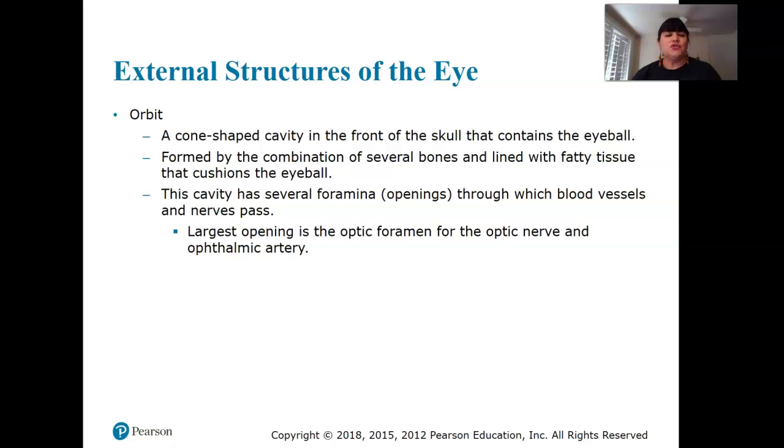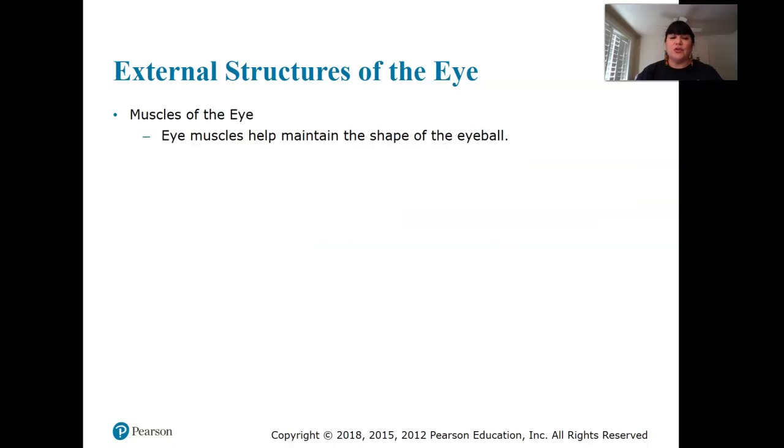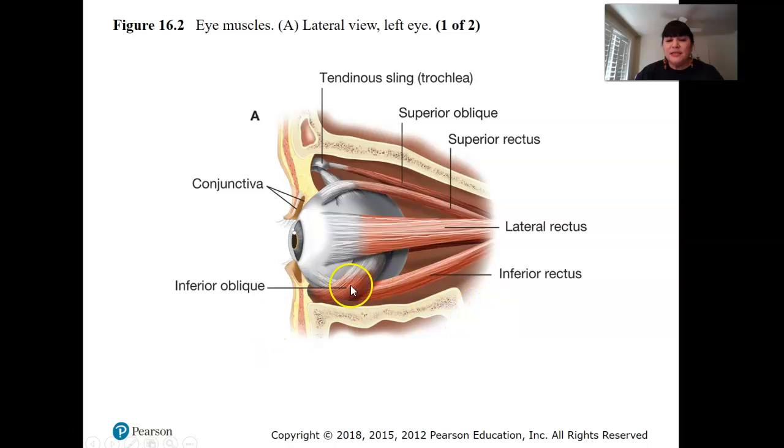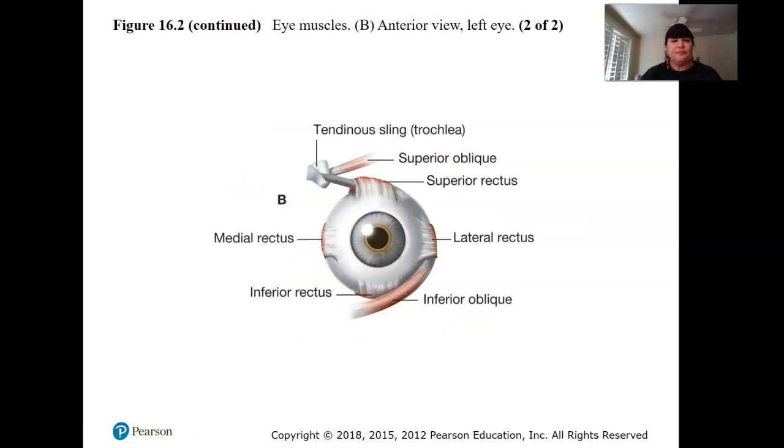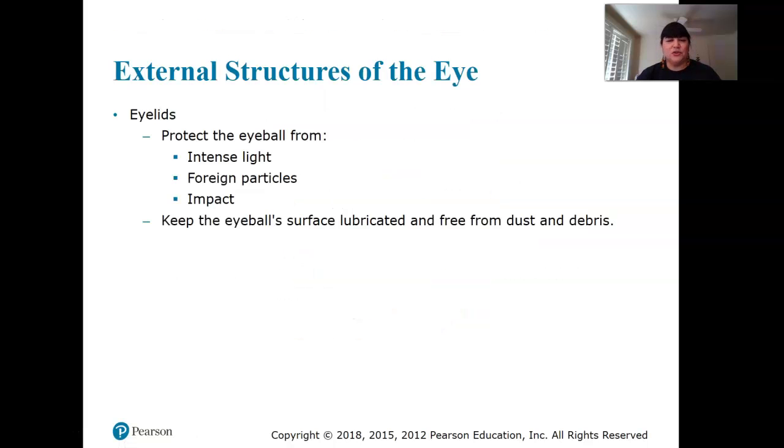Okay, so external structures: the orbit, right, where the eye sits, the orbit in the skull. It's actually made out of several bones that are creating that space, that cavity where the eye sits. The external, right? Here, these are the skeletal muscles. And all muscles do, remember, they contract. So when they contract, they're going to move the eyeball side, up, down, and so on. More muscles looking at the anterior view.